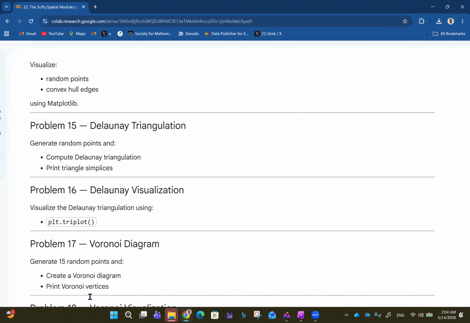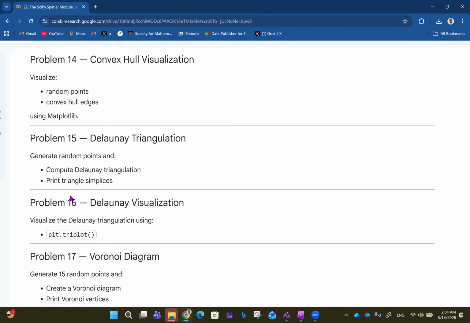Then problem 14, convex hull visualization. Visualize random points and convex hull edges using Matplotlib. Then you have the Delaunay triangulation. Generate random points and compute the Delaunay triangulation. Print triangle simplices. Then Delaunay visualization. Visualize the Delaunay triangulation using triplot.